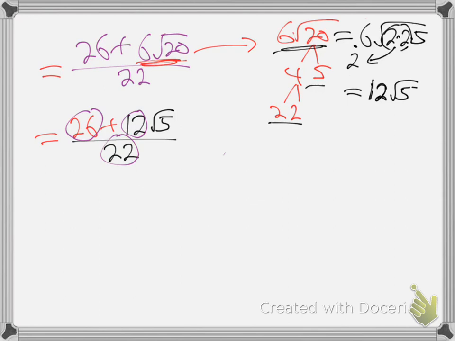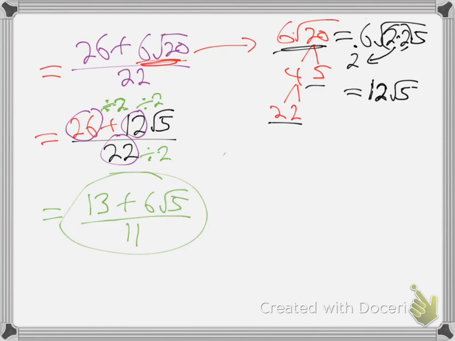Are all three of them divisible by something? Yes. All three of them can be divided by 2, divided by 2, divided by 2. So that gives us 13. Here we go. 13 plus 6 root 5 over 11. There we go. It's a long problem. Got rid of the root from the bottom.